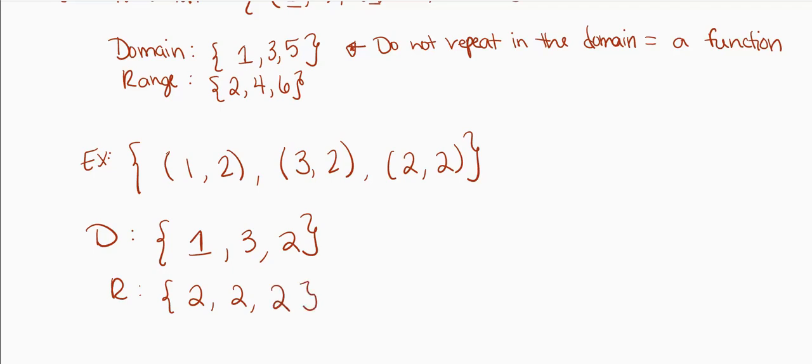Notice that everything in my domain does not repeat, but my range does. This is still considered a relation, because the repeat check is specifically for the domain. So because nothing repeats in the domain, this is a function. So let's go ahead and stop there, and we will continue on in the next video.